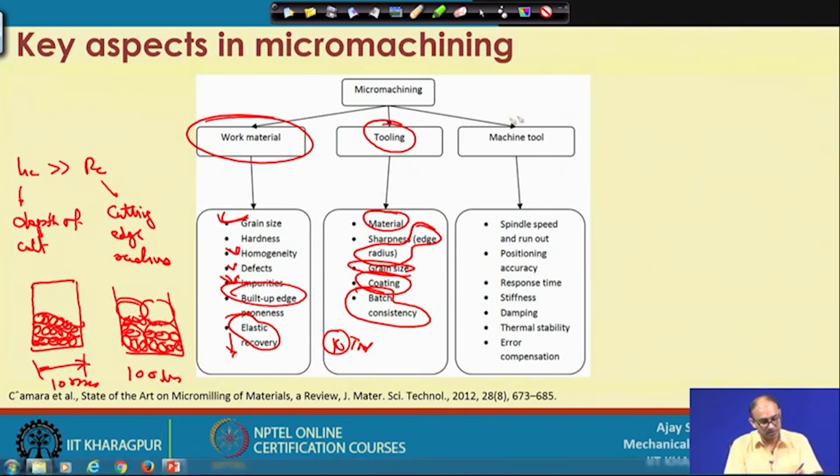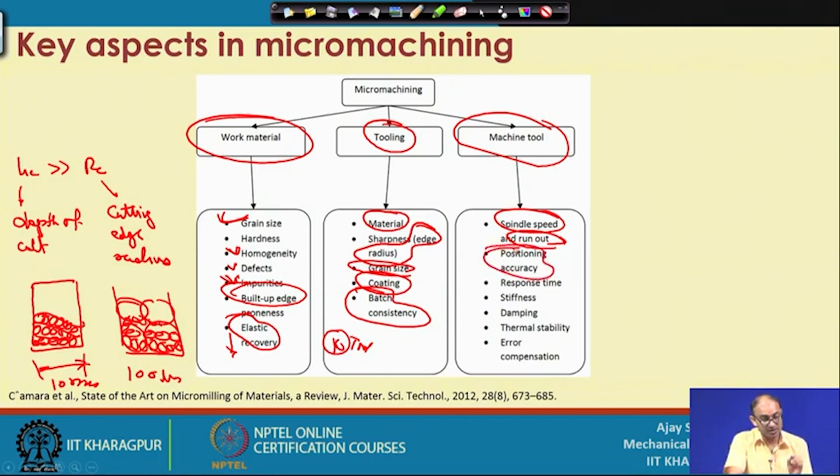Then coming to the machine tool, you cannot get a micro machined component from all machines. So, you expect some type of reasonably good specification from the machine tool, so that it can generate a micro machined part. Spindle speed is important, you have to go with higher cutting speed, so that you have a reasonable production rate. Run out is a big problem, because when cutting a material with a very high run out of the spindle, you end up with sudden failure of the cutting tool.